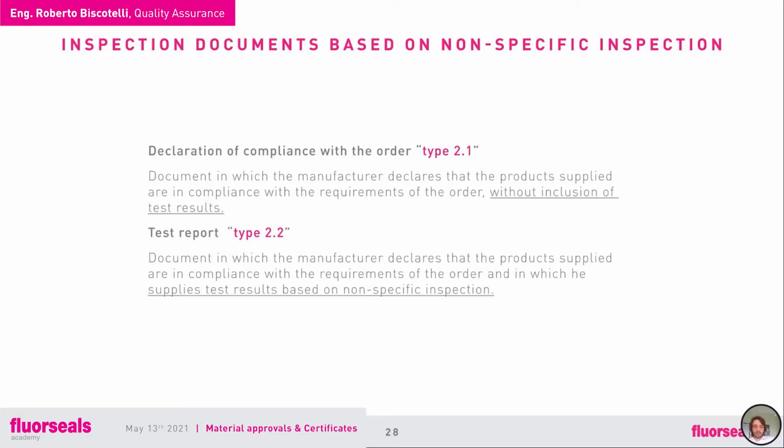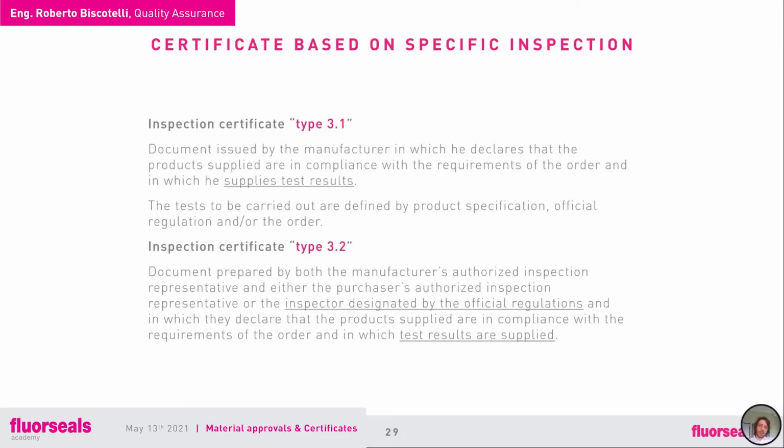While we have the test report type 2.2, here is again a document in which we state that the product supplied complies with the requirements of the order, but we provide test results that are based on non-specific inspection, so that are done on every batch made with the same manufacturing process and the same raw material. Then for specific inspection, we have two possibilities.